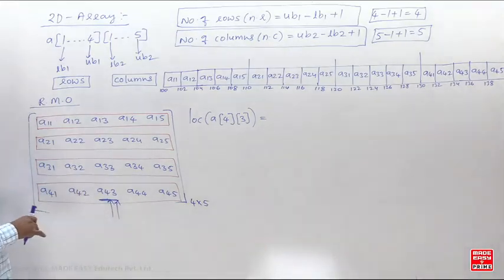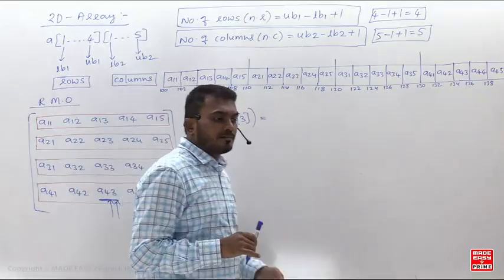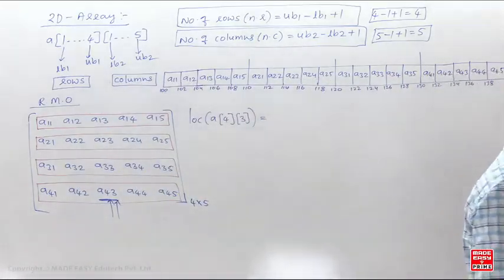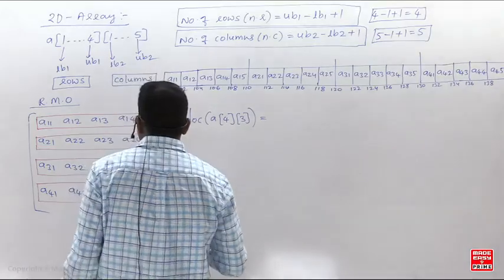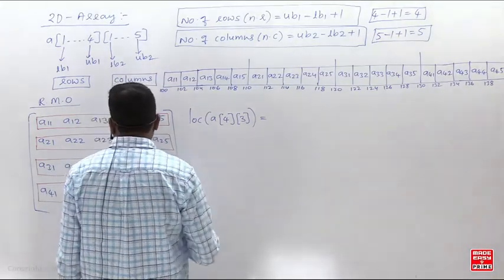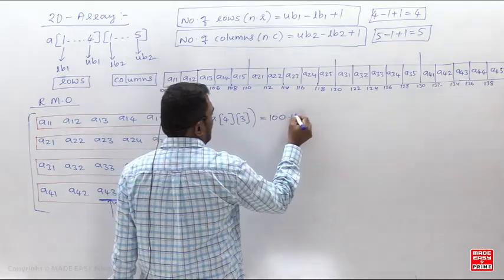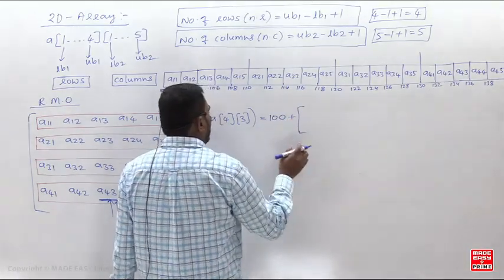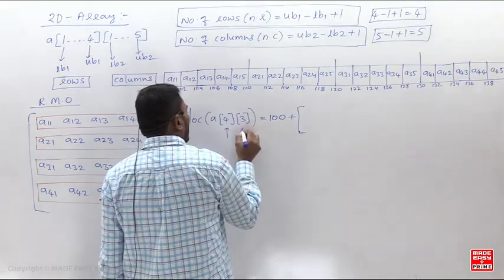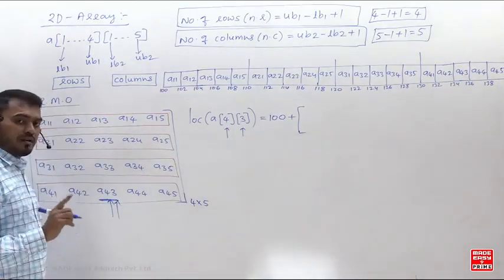So how are you going to calculate? How does your compiler internally calculate this? Let us try to understand. How will the compiler calculate the location of A[4][3]? The base address is 100. Listen carefully. Now I want to go to the fourth row, third column. Listen here. It is row major order.